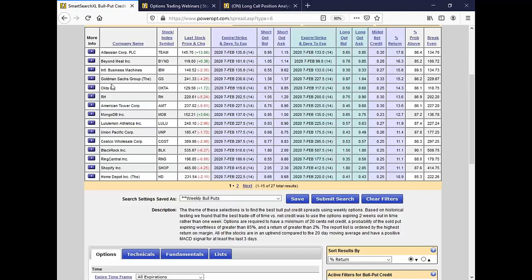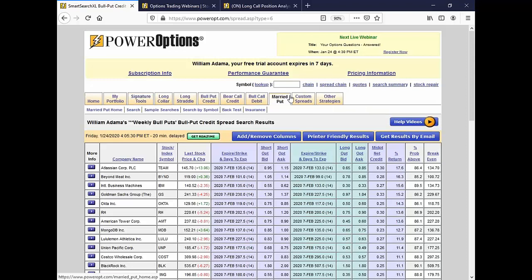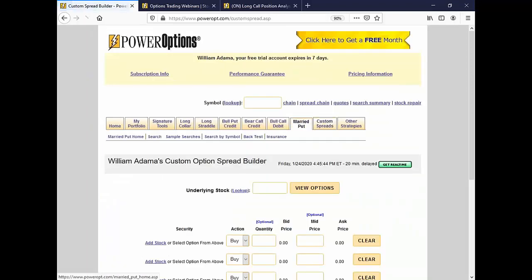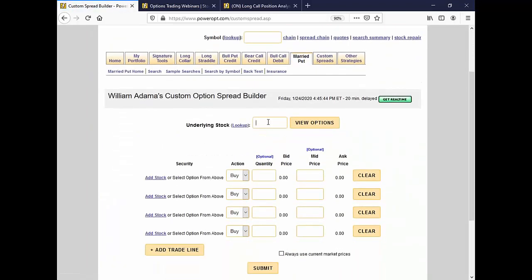You know what? No, I'm just going to navigate straight to the profit and loss chart. I'm going straight to the custom spread tool, Nick. And I know it's a lower price stock, but I'm going to use ON again just as an example.